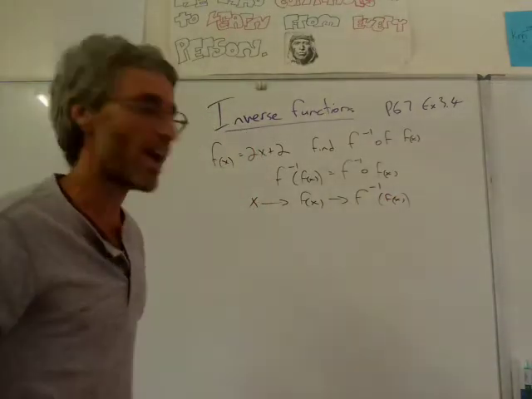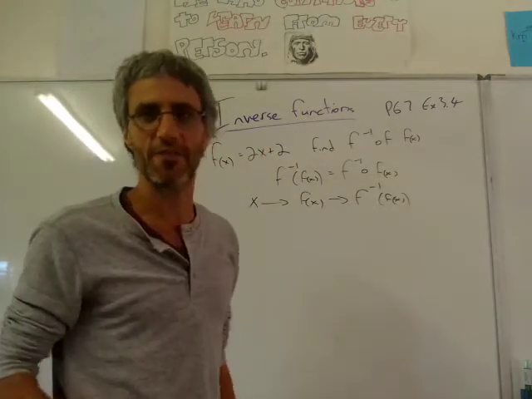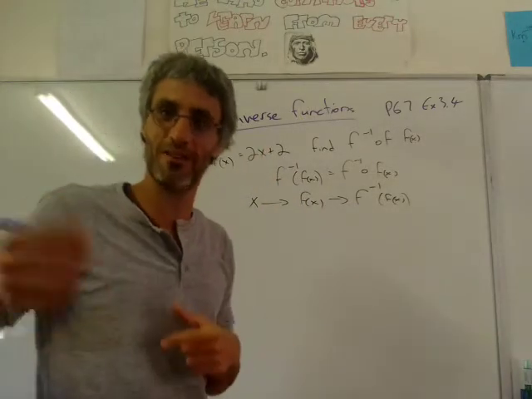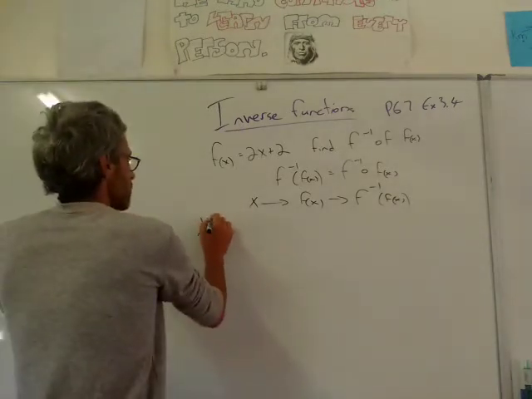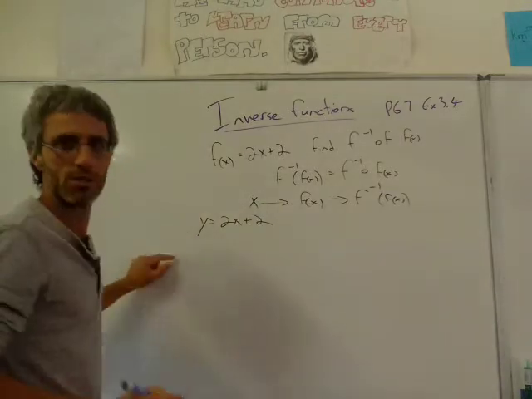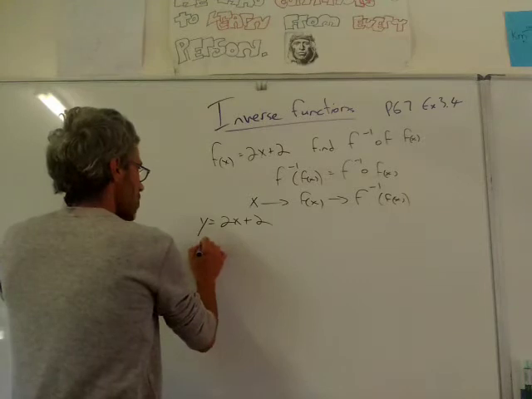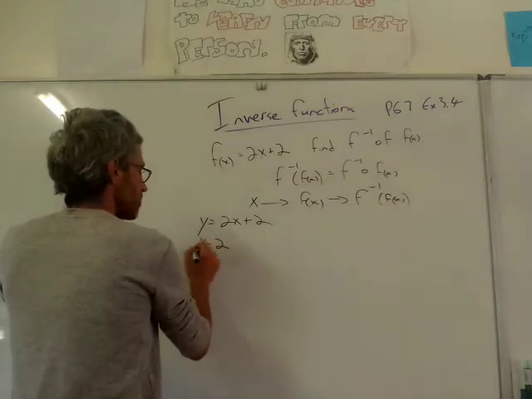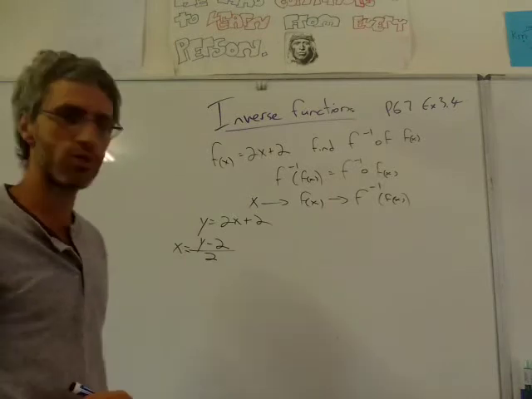Obviously we know what f of x is, so we need to find the inverse function. That's not eventually the final answer, but we need to find it. So no problem. First of all, we write y equals 2x plus 2. Now, we solve for x. So x equals y minus 2 over 2.